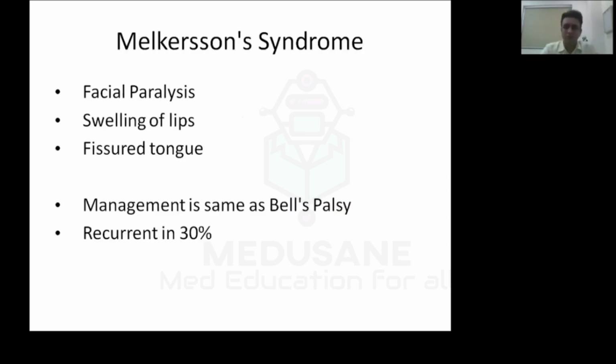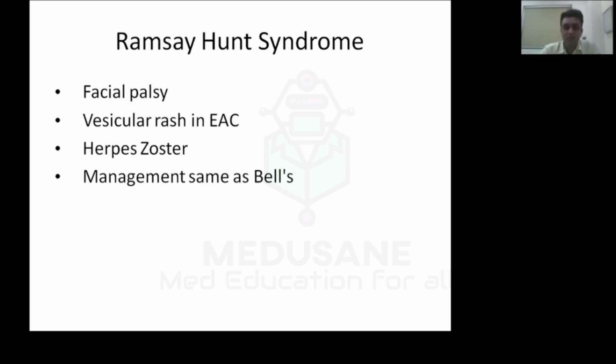One syndrome that we study is Melkersson syndrome, where there is facial paralysis, swelling of the lips and fissured tongue. The management is the same as Bell's palsy, but it has more recurrence rates. Ramsay Hunt syndrome is generally seen in patients with involvement by herpes zoster virus, where there are vesicles in the external auditory canal and facial paralysis. It's also managed the same as Bell's, but here also the recurrence rates are more. And there is a lot of pain when the rashes develop in the external ear.